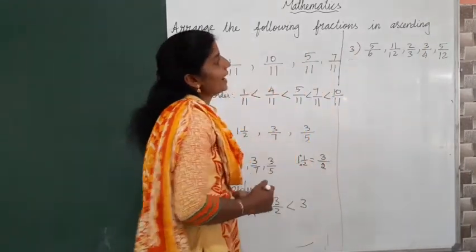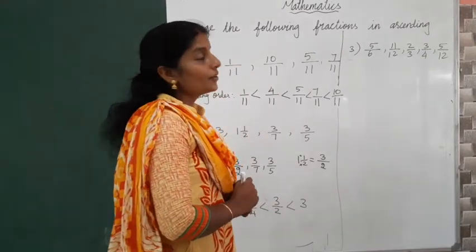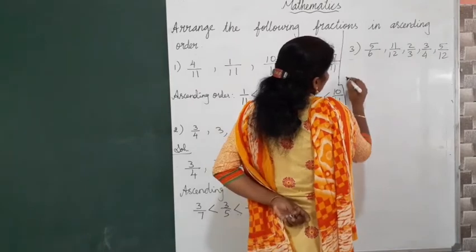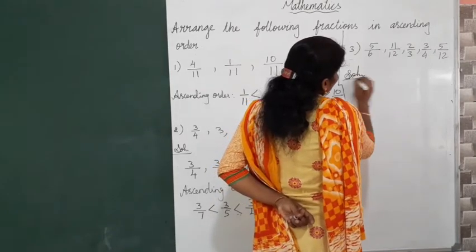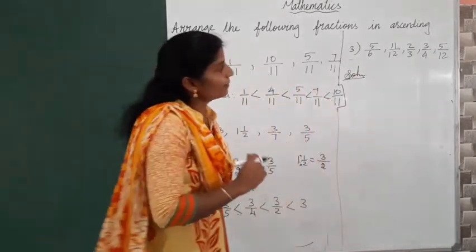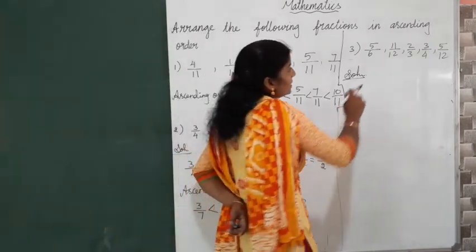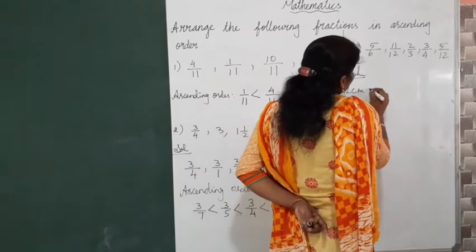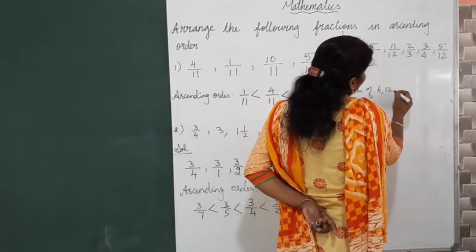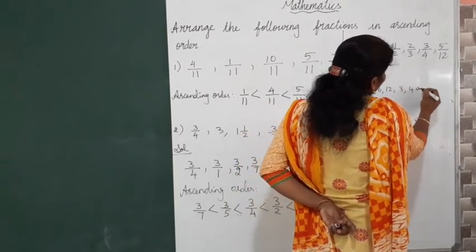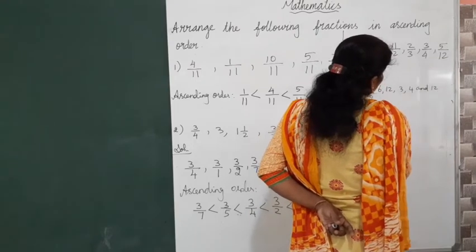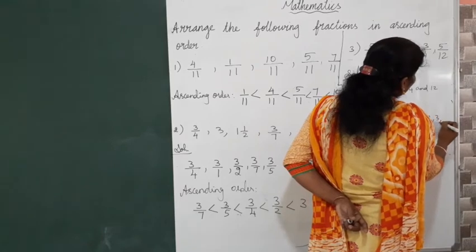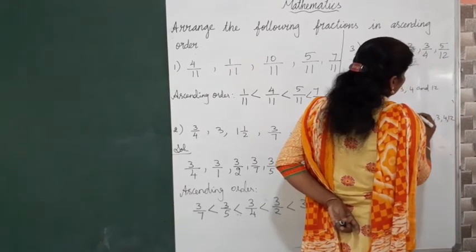Different denominator and different numerator, isn't it? Now solution. Now we can change to the same denominator, isn't it? Now we can take the LCM of all these denominators. So LCM of 6, 12, 3, 4 and 12 is equal to, now here 6, 12, 3, 4, 12.